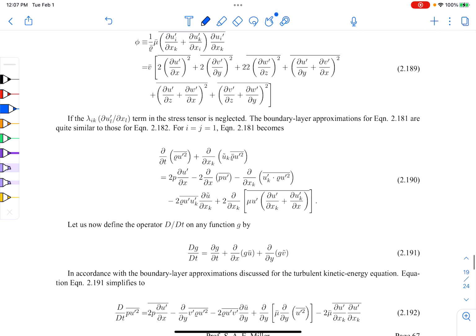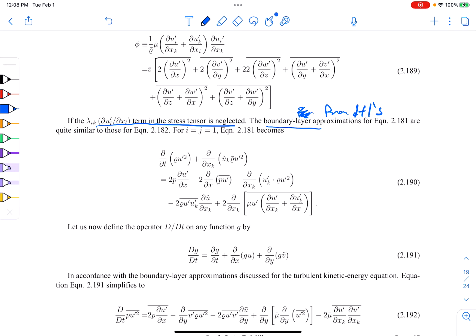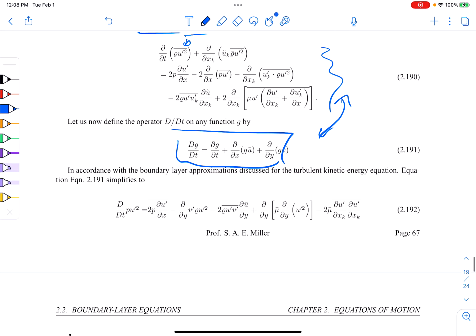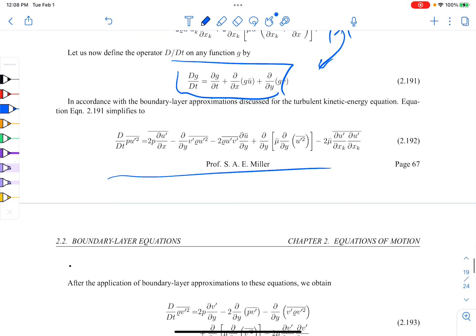Okay. Now, if this particular term, which is the stress tensor, just say, for instance, that we neglect that, and we apply Prandtl's boundary layer approximation to 1.81, then we can get something a little bit closer to 1.82 for the trace, and we recover a TKE equation working on fluctuations. And then this is just a general derivative of the material derivative, which we substitute in 1.90, and we get 1.92. So what does this equation mean?